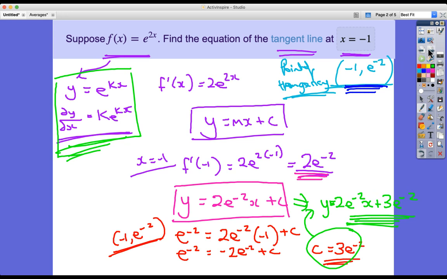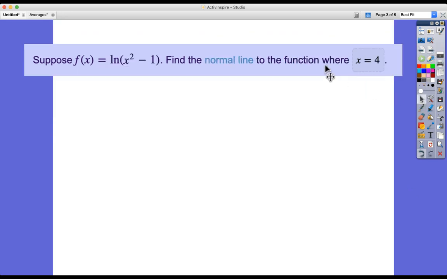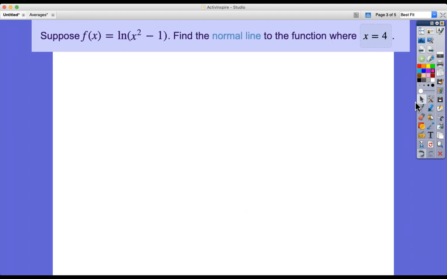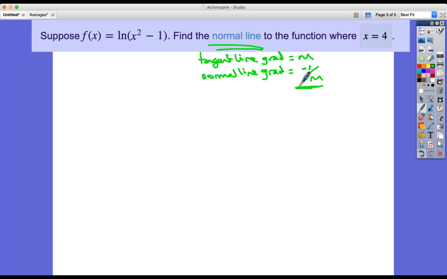You're okay. Last one, we're going to look at a normal line now. Again, I'm going to make myself a bit more room, just in case. Suppose f of x equals ln of (x squared minus 1). Find the normal line to the function where x equals 4. Now, the normal line we know is perpendicular to the tangent line. So if the tangent line has a gradient of m, the normal line gradient is the negative reciprocal of that, which is -1/m. That's something to bear in mind. I'd also like to find the point of tangency here.